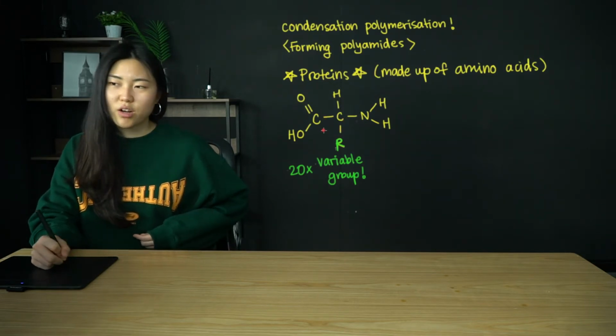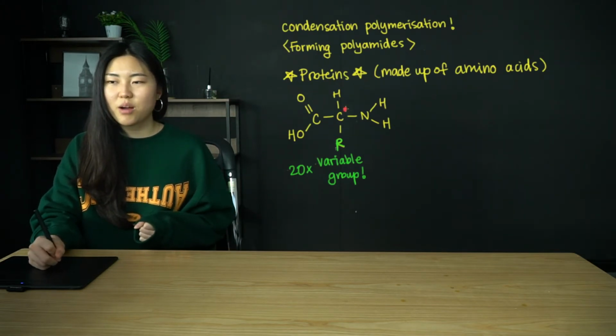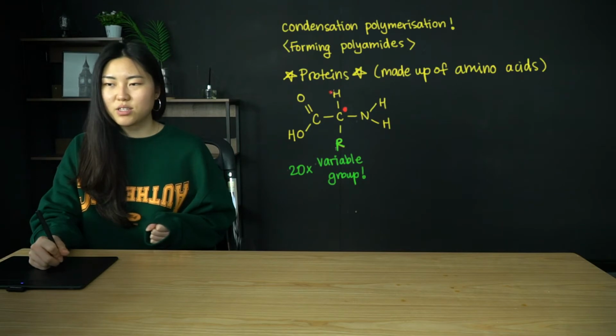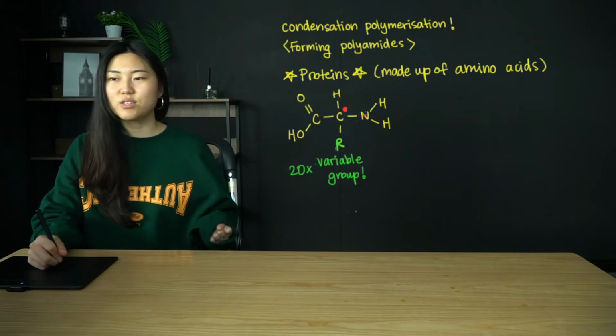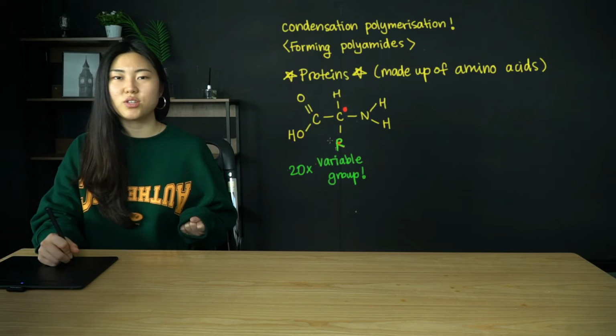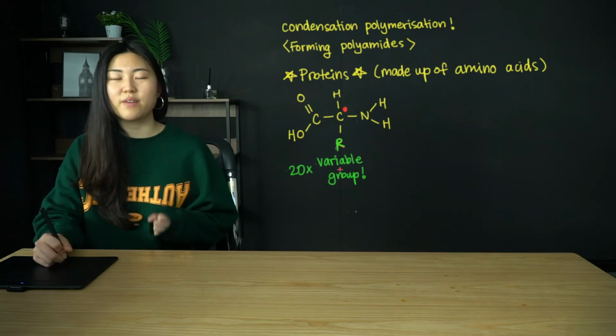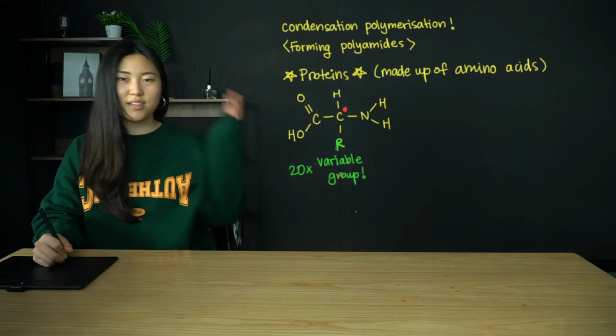This is the general structure of all amino acids. Basically, the central carbon is bonded to H, first of all, and a carboxyl group, carboxylic acid group, and we have the amine group, and then we have the variable group. We have 20 variations of this group because we have 20 amino acids that we can find on Earth right now.